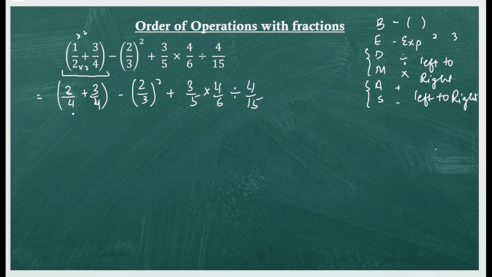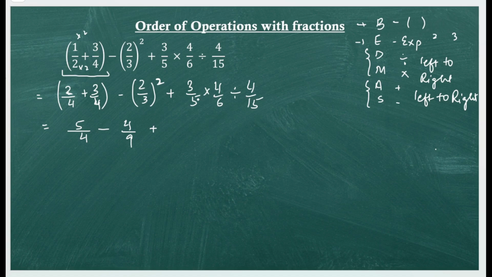Now, when the denominators are the same, just add the numerators. 2 plus 3 is 5. So the bracket part is solved with the answer of 5/4 minus. Now, we will solve these exponents because after brackets, we have the exponents. What is 2 squared? 4. And what is 3 squared? 9. Plus, once we solve the exponents, then we come to division and multiplication.